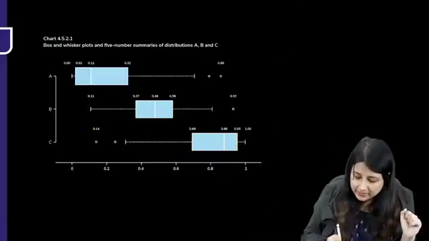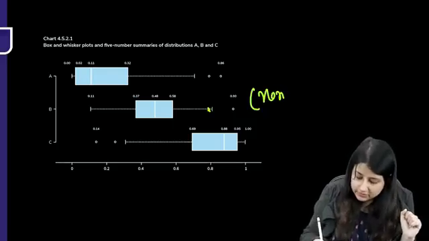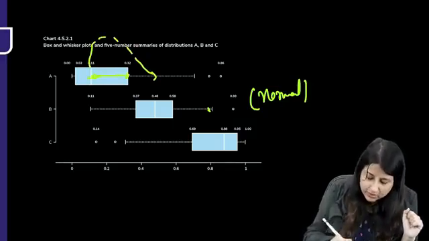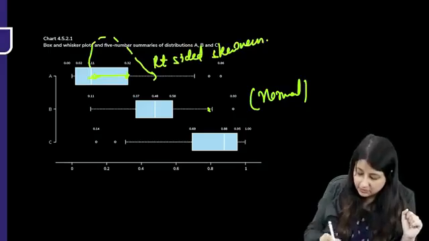Look at this. Now look at the middle one. Over here, the whiskers are also equal. The box is also equal. So this is normal. But look at A. Look at the first one. The gap is more on the right side. So now if I have to draw, it will come like this. This one is right-sided skewness. And we know for right-sided skewness, mean is more than median is more than mode.